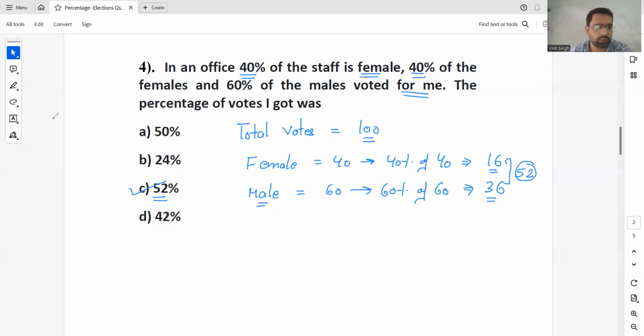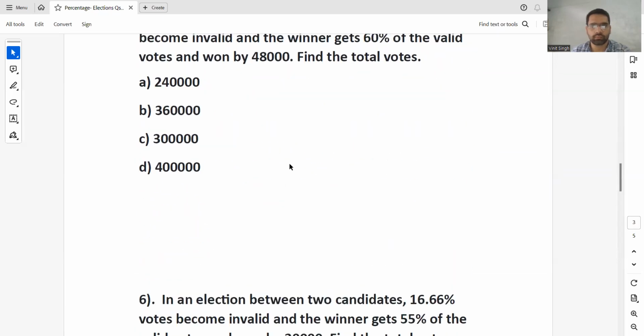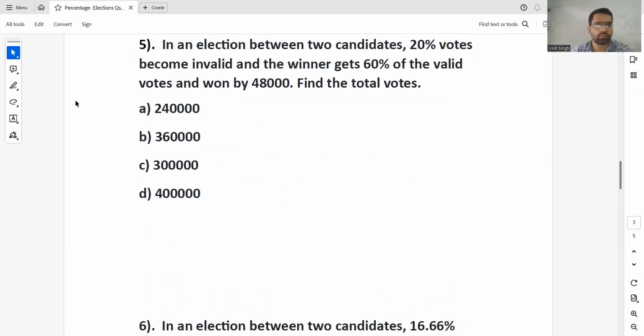Now, next question. In an election between two candidates, 20% votes become invalid, and the winner gets 60% of the valid votes and won by 48,000. Find the total votes. Now here, there is an election between the two candidates and 20% votes become invalid, and the winner gets 60% of the valid votes. Now here we will take the total votes as 100x.